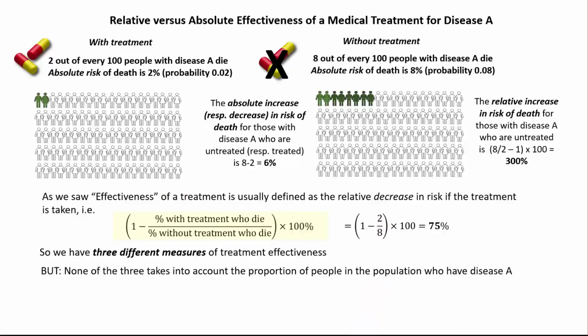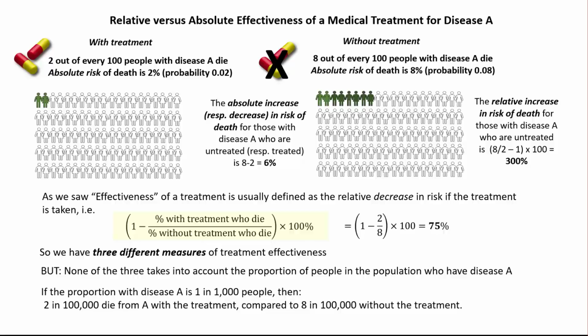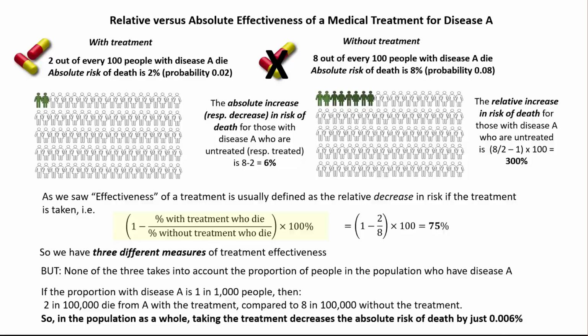But interestingly, none of the 3 takes into account the proportion of people in the population who actually have the disease. If the proportion with the disease is 1 in 1,000, then 2 in 100,000 die from A with treatment compared to 8 in 100,000 without the treatment. So in the population as a whole, taking the treatment decreases the absolute risk of death by just 0.006%. And of course, that's the number which you would normally compare with the one which is published, which is this 75% decrease in risk associated with the treatment.